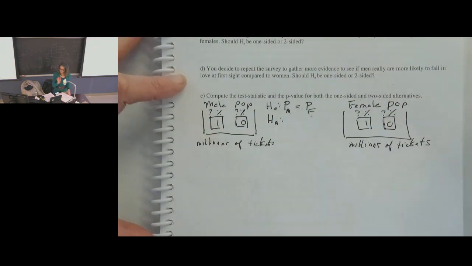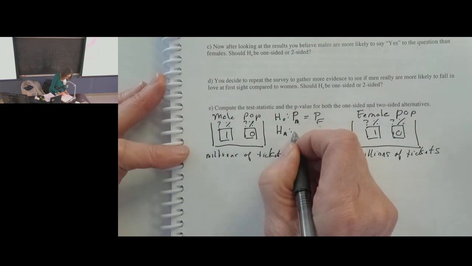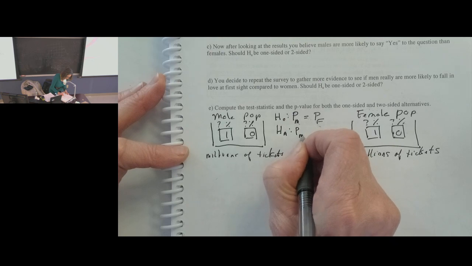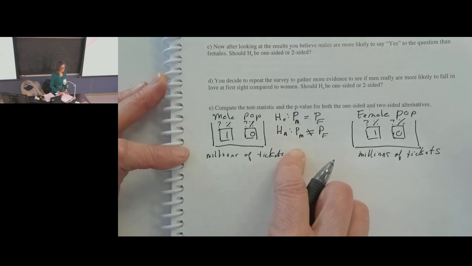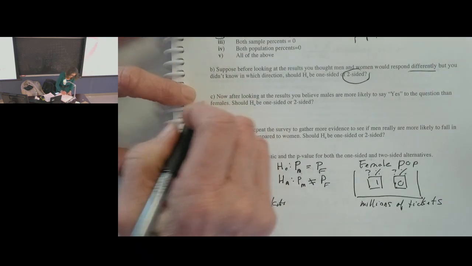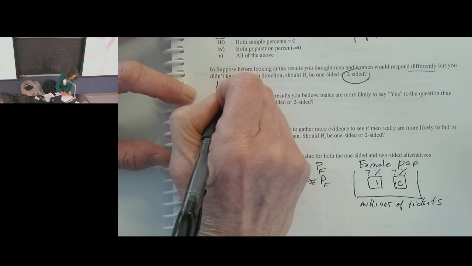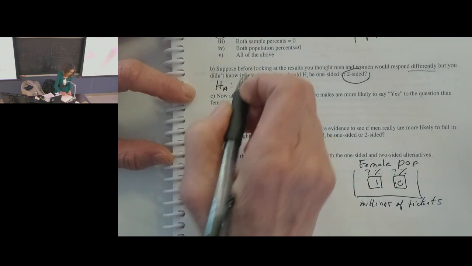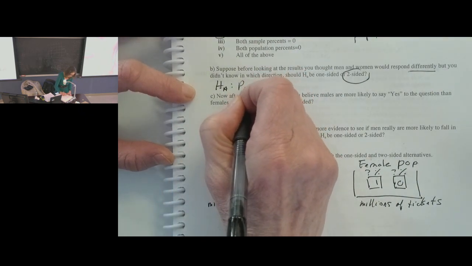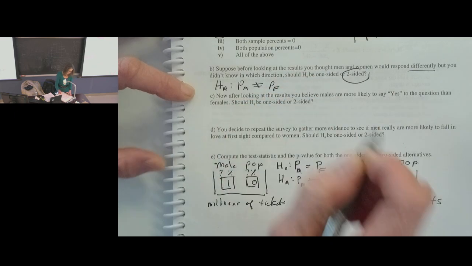So then, if that was the case, it would be two-sided, and what does it look like when it's two-sided? Just that they're not equal. We don't put a direction. Two-sided, the alternative, when it's two-sided, always has an inequality, not a direction. So in this case, it would be P_M is not equal to P_F. All right.